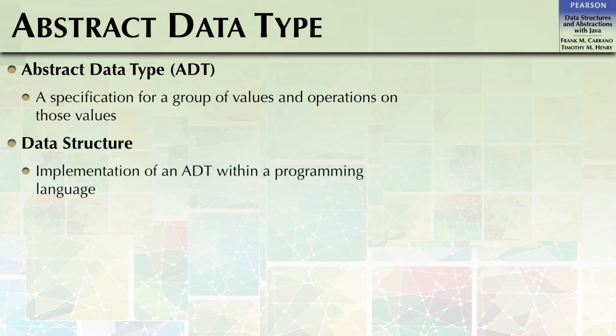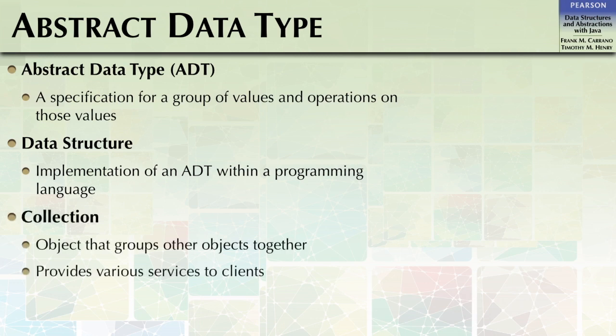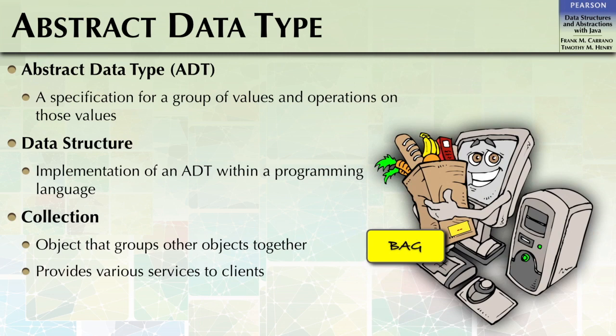A data structure is an implementation of an ADT within a programming language, and this lecture also begins to generalize the idea of grouping objects together. A collection is an object that groups other objects and provides various services to its client. Various collections exist for different purposes, and we're going to specify the behaviors of collections abstractly. So a collection is an abstract data type. However, an abstract data type is not necessarily a collection. For an example of a collection and of an abstract data type, let's look at the abstract data type bag.